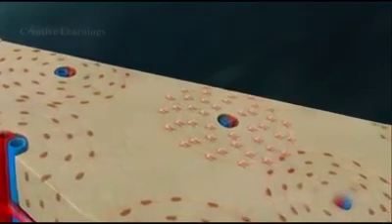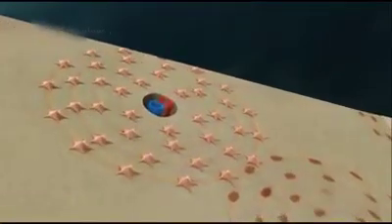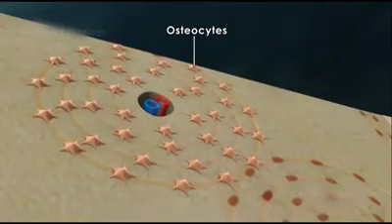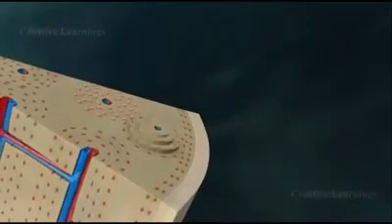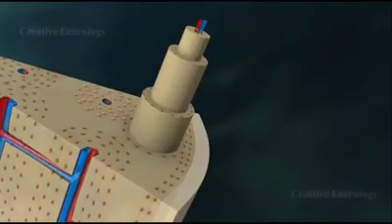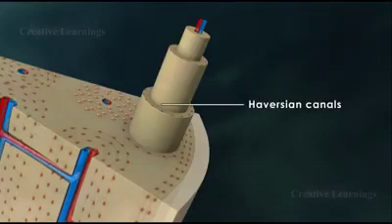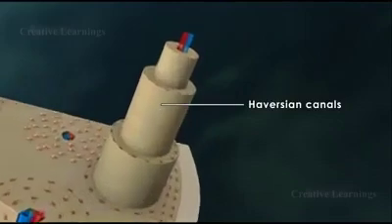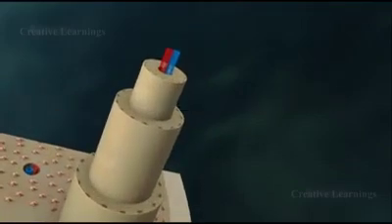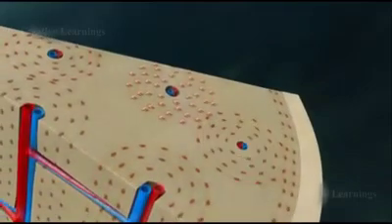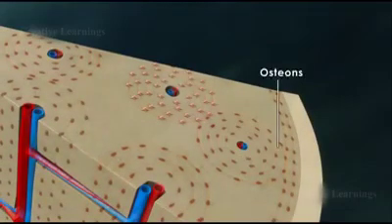In between these substances are very tiny spaces that contain the bone cells known as osteocytes. As compact bone matures, it develops a network of interconnecting vascular canals, referred to as Haversian canals, which contain blood vessels that supply nutrients to osteocytes. The compact bone will surround the Haversian canals in layers known as osteons.